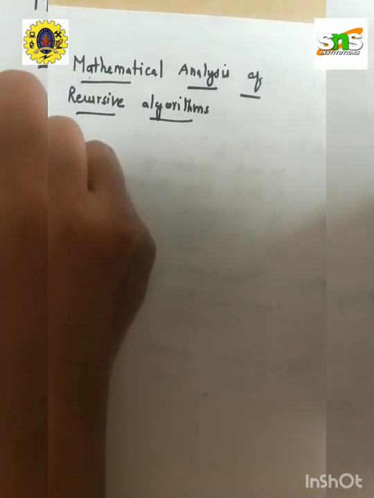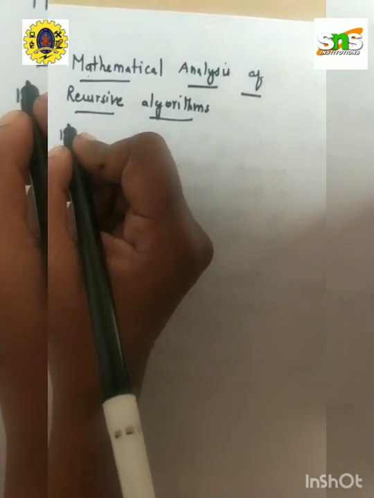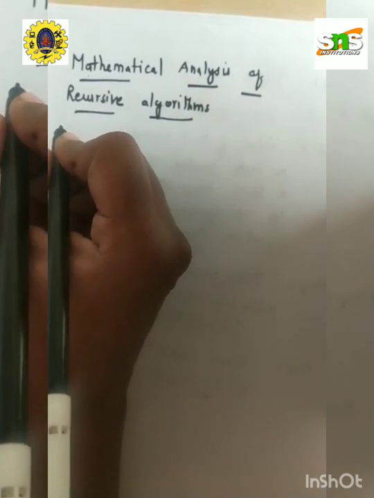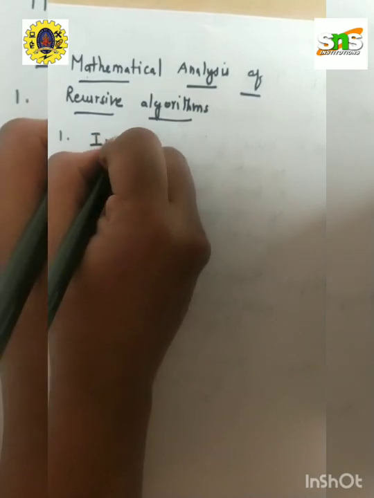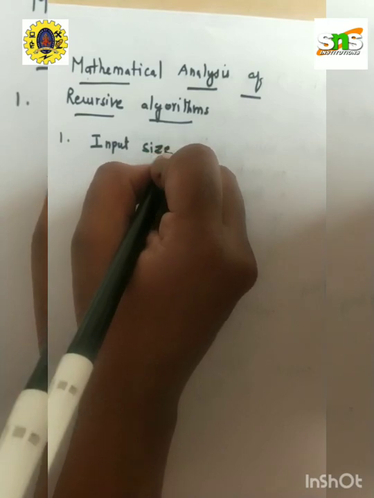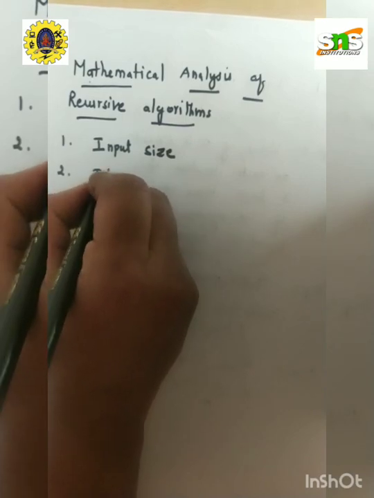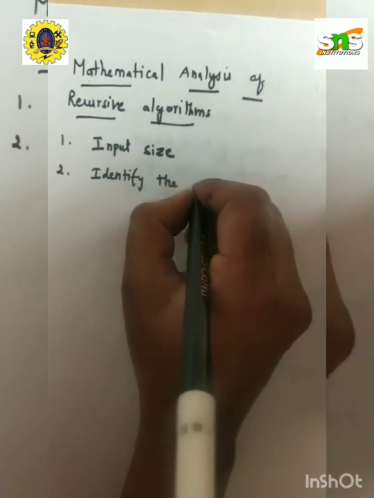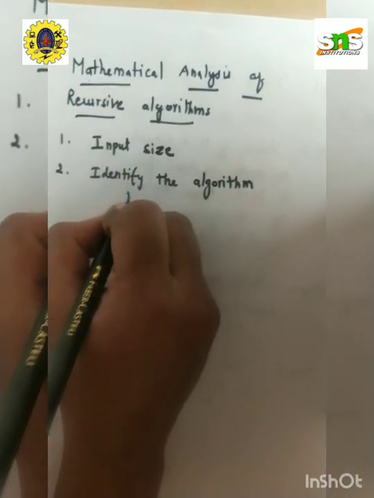Okay, so step 1. As in the previous non-recursive algorithm, step 1 is the input size. So here also you want to indicate the input size, decide on a parameter indicating input size. So first you see the size of the input given. Second one is basic operation, identifying the algorithm's basic operation.